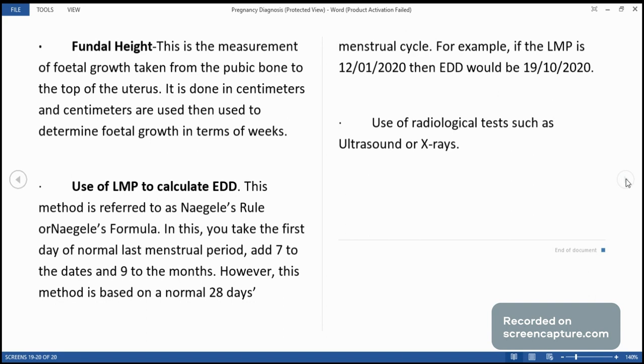Use of radiological tests such as ultrasound or X-ray can also determine the gestational age. That is all for today. Prepare for MCQs.